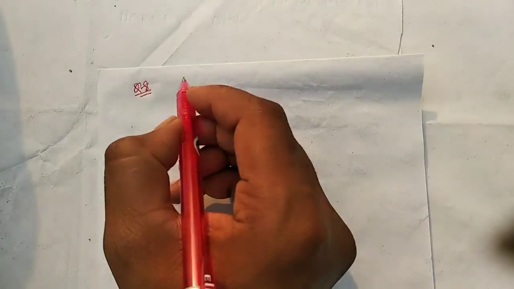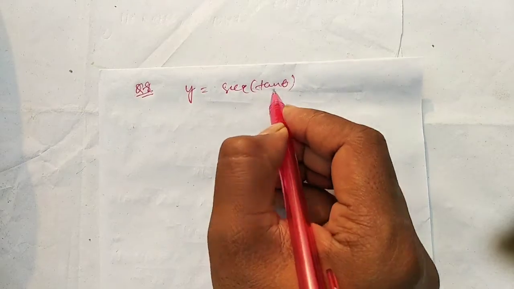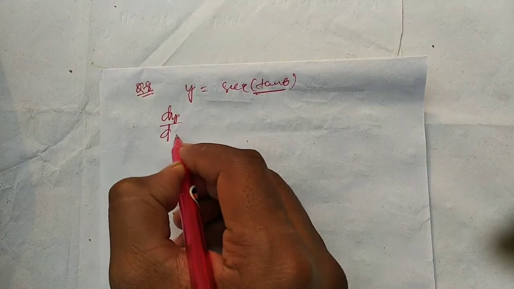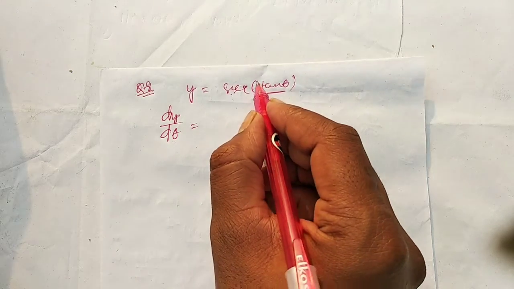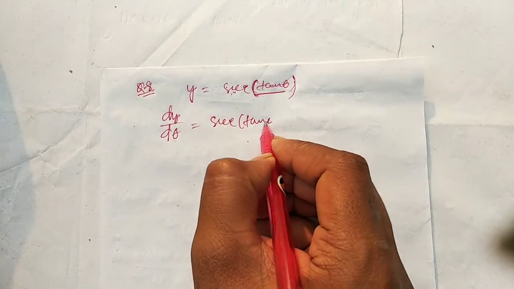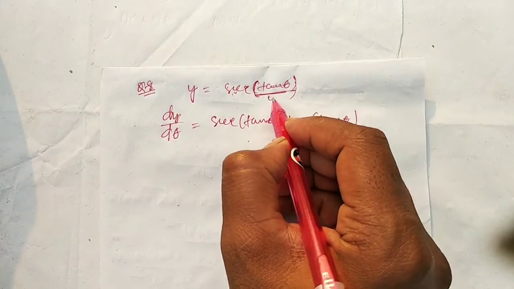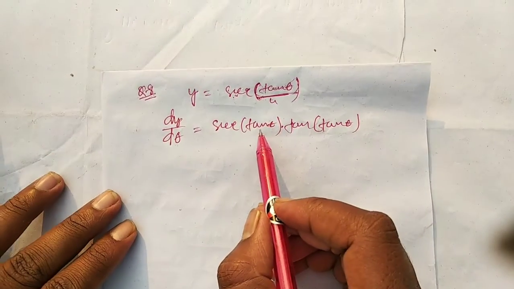Question number 8 from exercise 7C. Y is equal to sec of tan theta. Okay, so here it is a function of tan theta. First we have to differentiate with respect to tan theta, then tan theta with respect to theta. So directly I am writing dy by d theta will be: differentiate sec of tan theta with respect to tan theta, that will be sec of tan theta into tan of tan theta. That means if it were u here, the derivative of sec u with respect to u will be sec u into tan u. So just replace the value of u here.